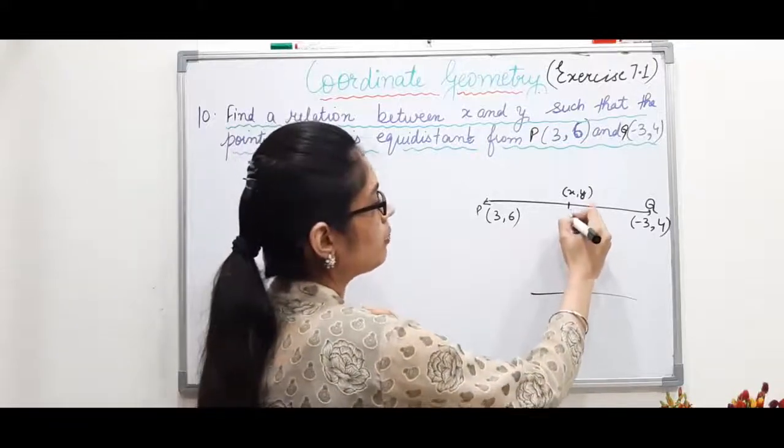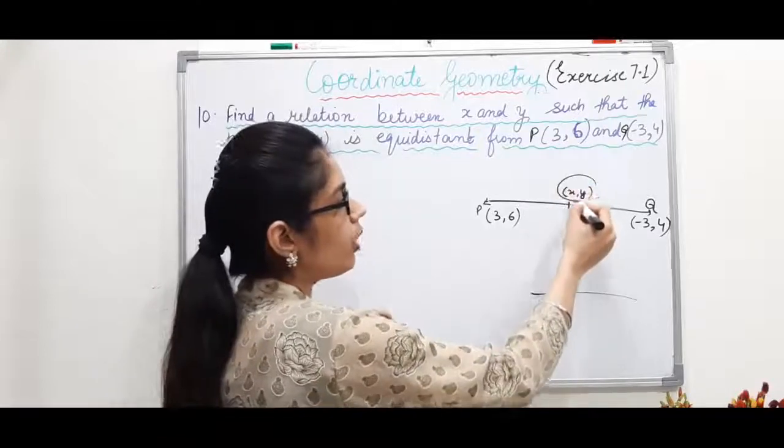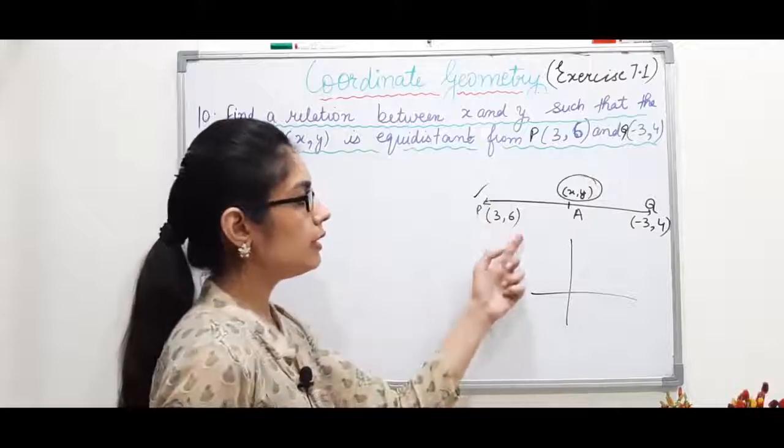So here I have one point A. The coordinates of A are x and y. The coordinates of point P are 3, 6.